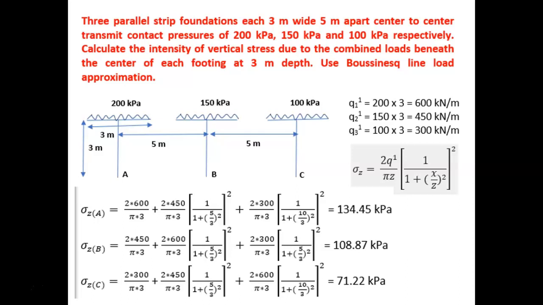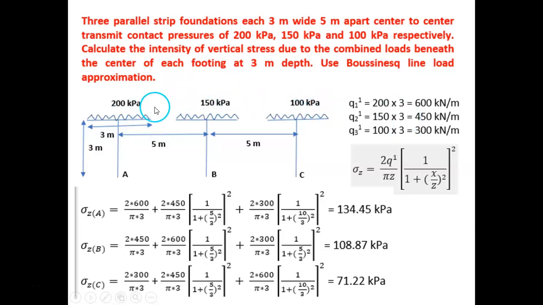So here in this problem, 3 strip loads are given. The width of each strip load is 3 meter. Now you have to find the increase in stress at a depth of 3 meter below the center of each strip load, that is at points A, B and C. But here one condition is given, that is use Boussinesq line load approximation. Means you have to convert these loads to line loads.